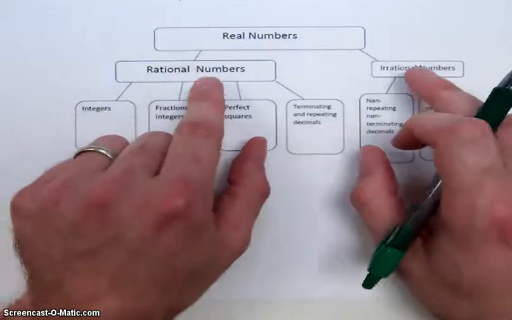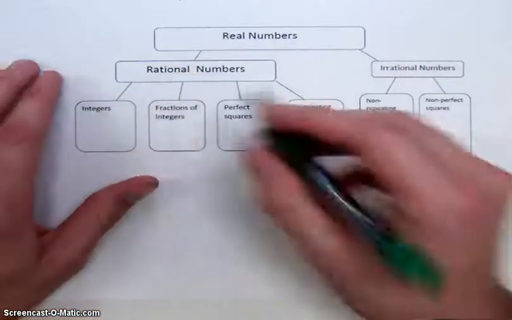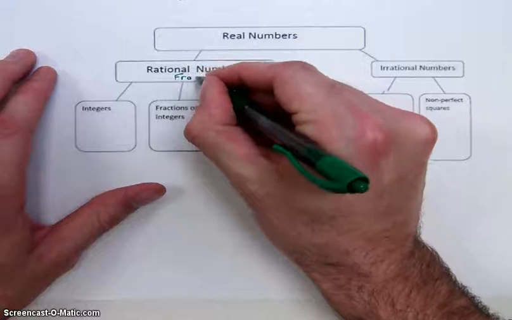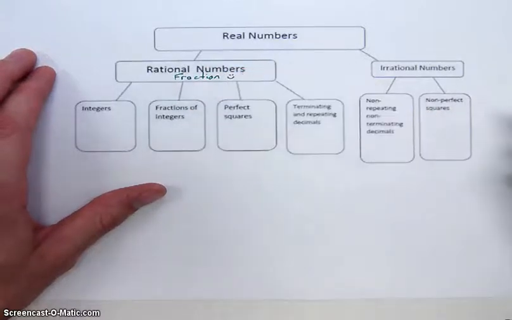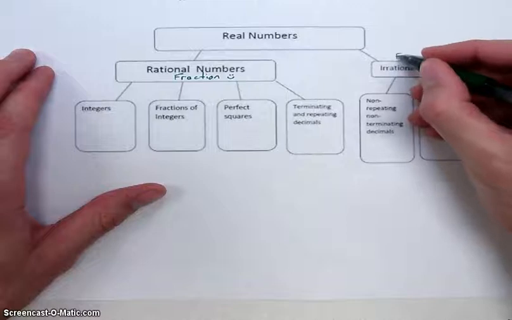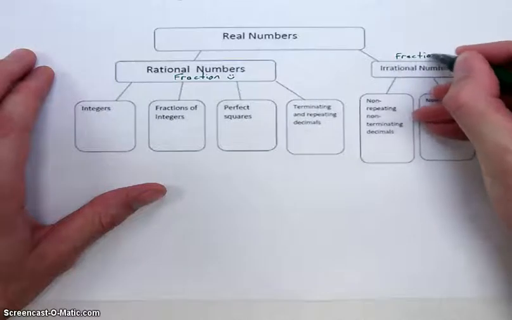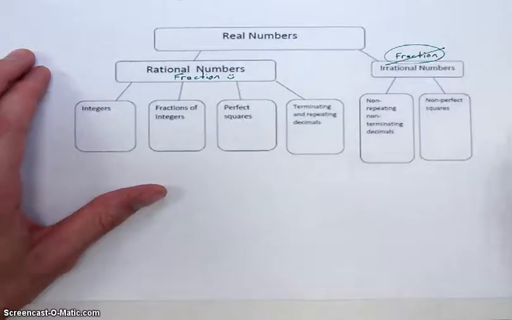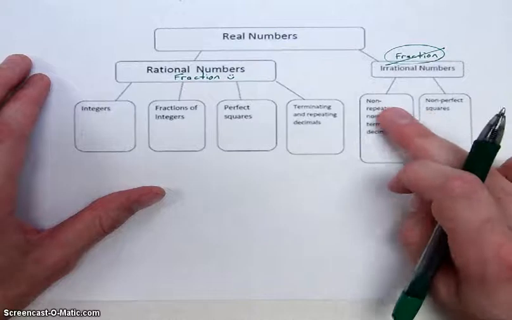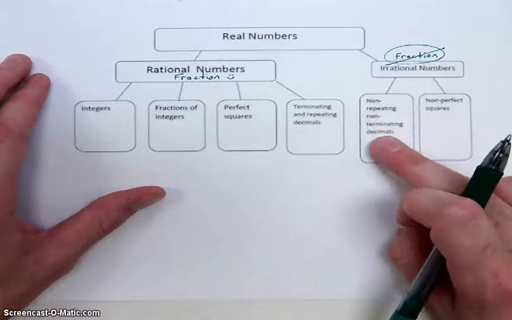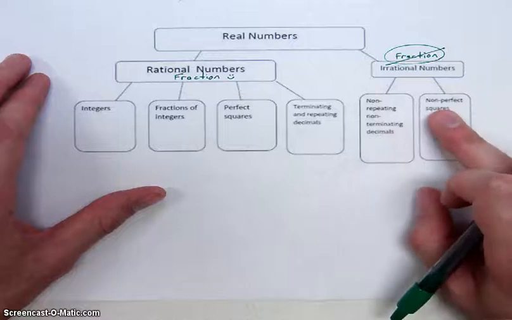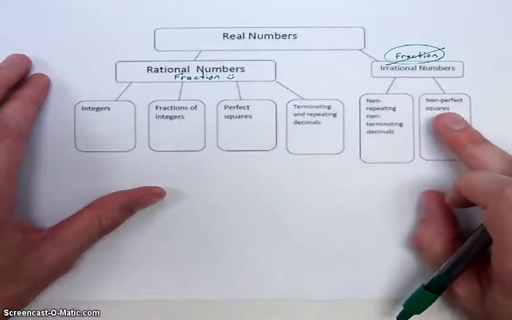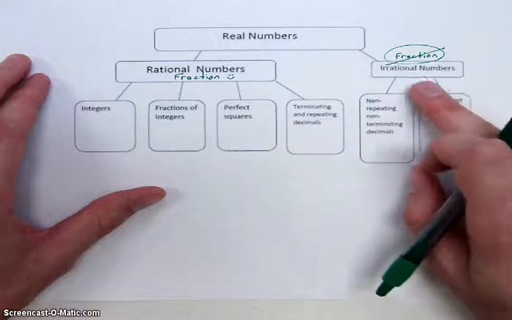Now how do we know what is what? Rational numbers are numbers that we can make into fractions. If you can make it into a fraction, then it is rational. Irrational numbers are numbers that you cannot make into fractions. Non-repeating, non-terminating decimals cannot be made into fractions and thus are irrational, and non-perfect squares and non-perfect cubes are irrational numbers. You can't make them into fractions.